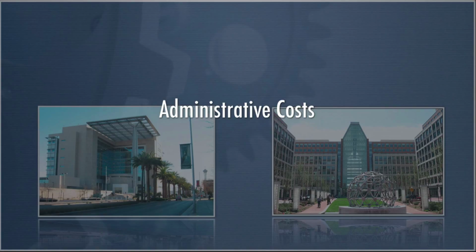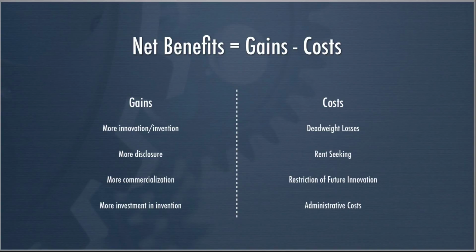And so I'm lumping here in the administrative cost category both the PTO administrative agency costs and the administrative enforcement costs into this category, and both of these are costs of the system, right? So, again, this is obvious, but just to make it clear, the net benefits of any system, including the patent system, is just your gains minus your cost, right?